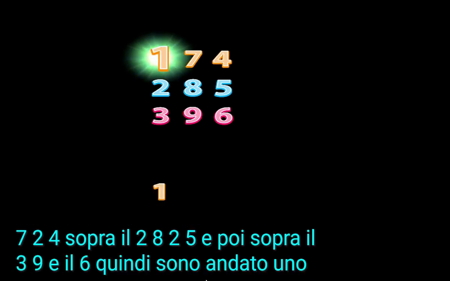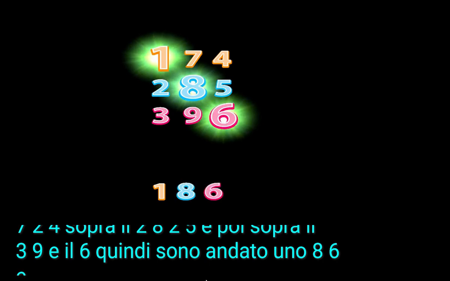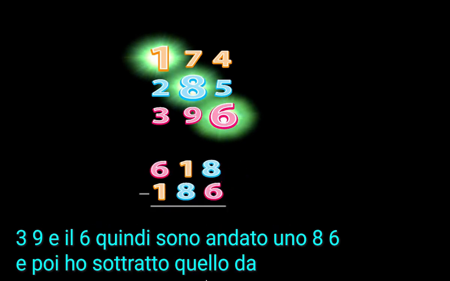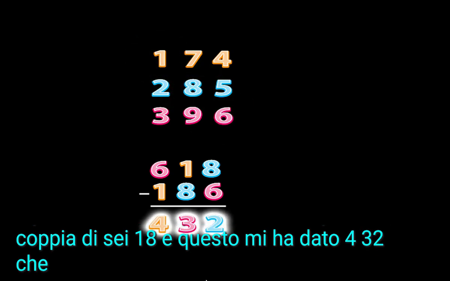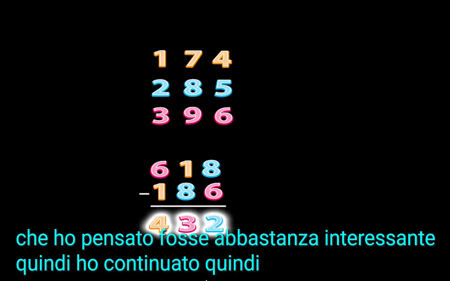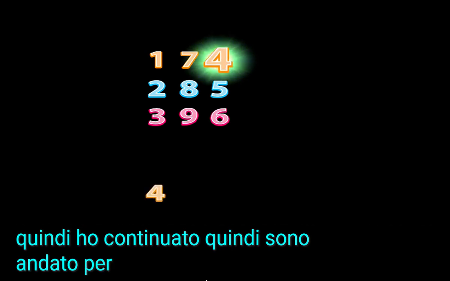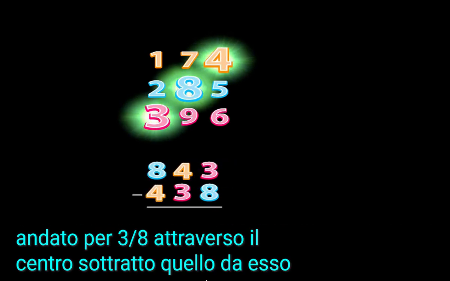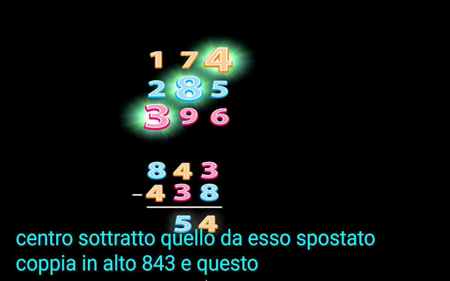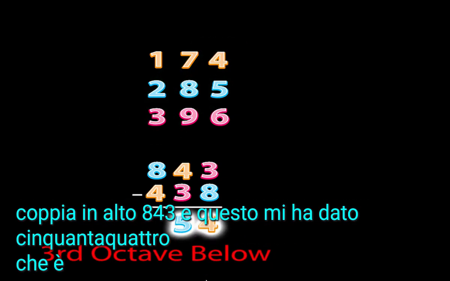So I went 1, 8, 6, and then subtracted that from its shifted pair of 618, and that gave me 432, which I thought was pretty interesting, so I kept on. So I then went 4, 3, 8 through the center, subtracted that from its shifted pair of 843, and that gave me 54, which is 3 octaves below the 432.